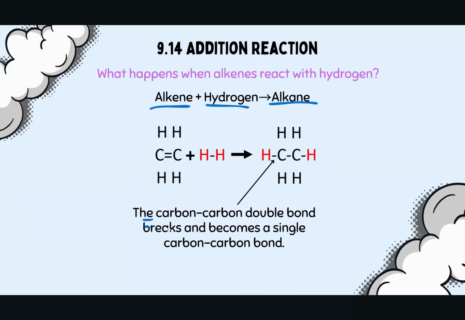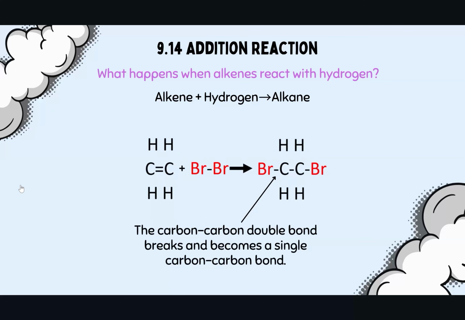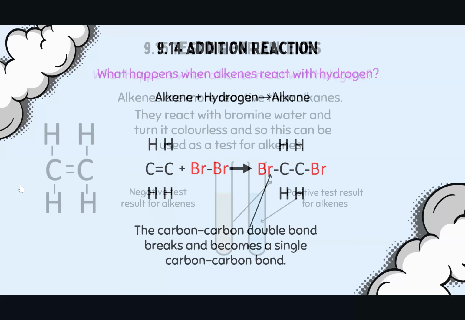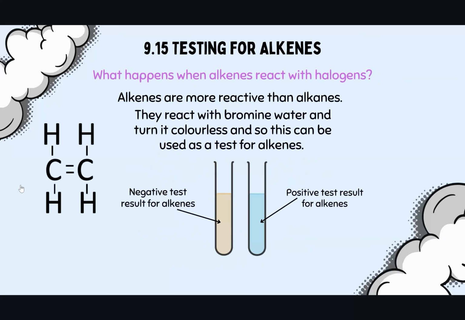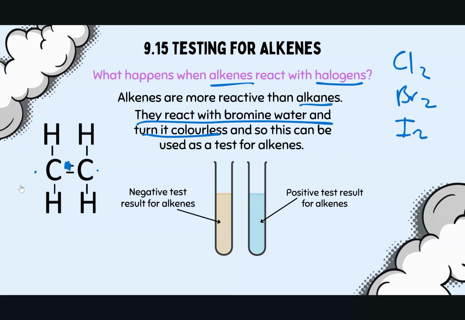The carbon-carbon double bond breaks and becomes a single carbon-carbon bond, which means it can now attach itself to 2 more elements. Same thing happens with bromine. That double bond breaks, so one bromine attaches here, one bromine attaches here. Now, bromine is a good example of proving if something's an alkane or alkene. Alkenes react with halogens. So they'll react with Cl2, Br2, I2, because they'll break the double bond and attach to both of the halogens. So alkenes are more reactive than alkanes. They react with bromine water and turn it colorless. And so this can be used as a test for alkenes.